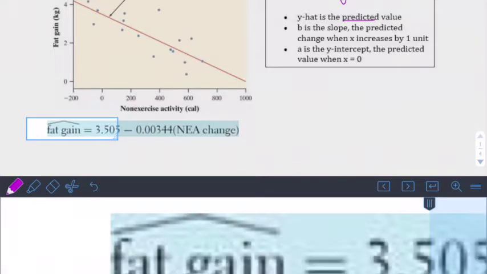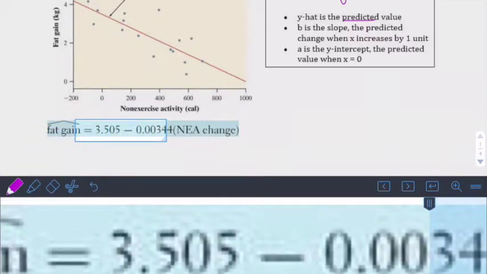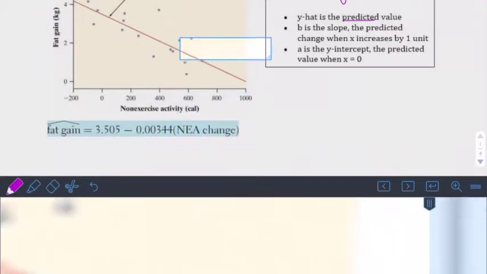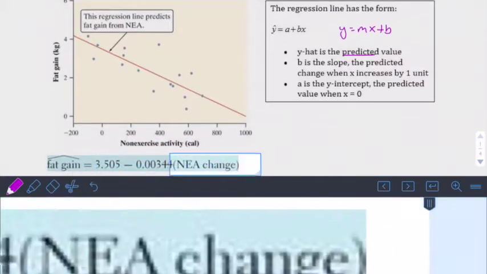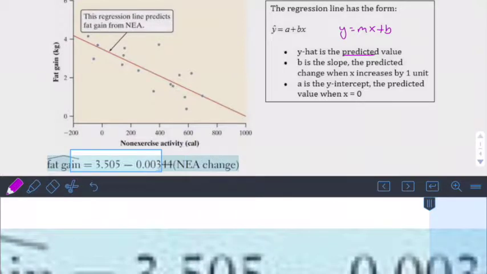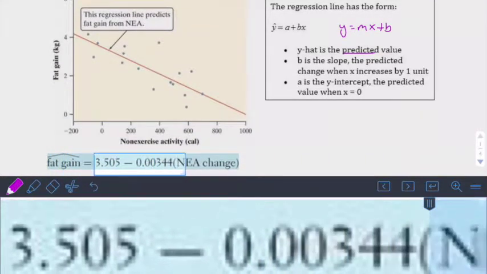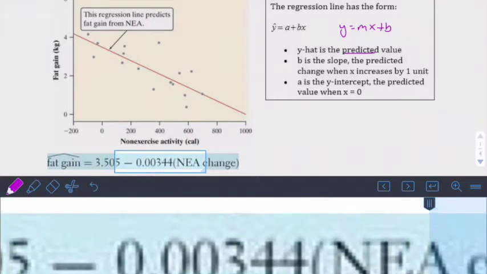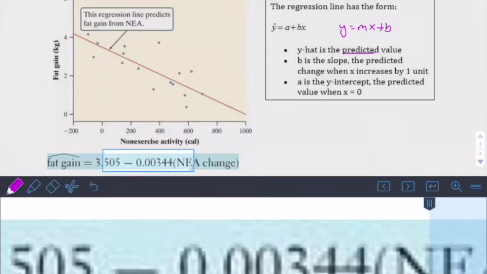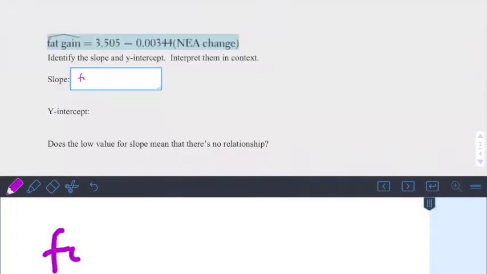So in our line, we have the predicted fat gain is 3.505 pounds minus 0.00344 times x, which is our slope. What these mean is, if there was no non-exercise activity change, so 0, they would gain 3.5 pounds. We would predict that they would gain that. And then it's a little bit less. For each non-exercise activity calorie, the predicted fat gain goes down by 0.003 pounds.